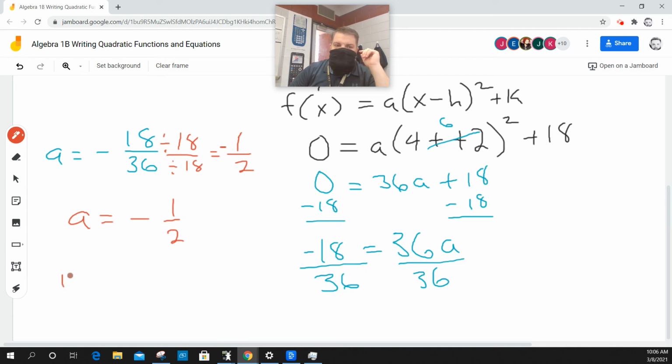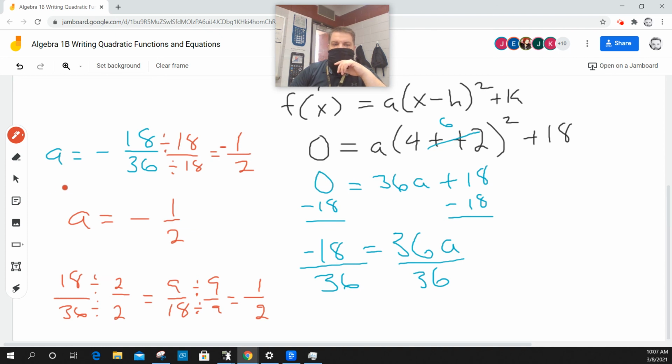Now, let's say you didn't know they were both divisible by 18. What if I said they were both divisible by 2? Well, then I get 9 over 18. And then I could do 9 divided by 9. As long as you keep going until you can't stop, you'll still get 1 over 2, as long as you're doing your math correctly. You just keep dividing by numbers until you can't divide the numerator and denominator by a common number anymore. Okay?